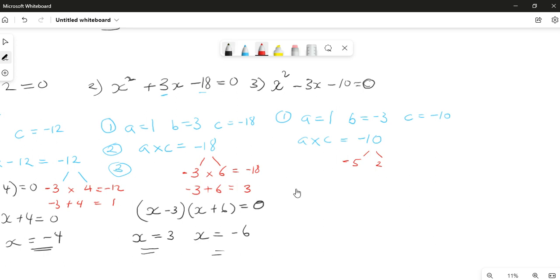So our factors are x minus 5, because we have a negative 5 there, and x plus 2, because it's positive 2, equals 0. Therefore, we're going to say x equals 5 and x equals negative 2.